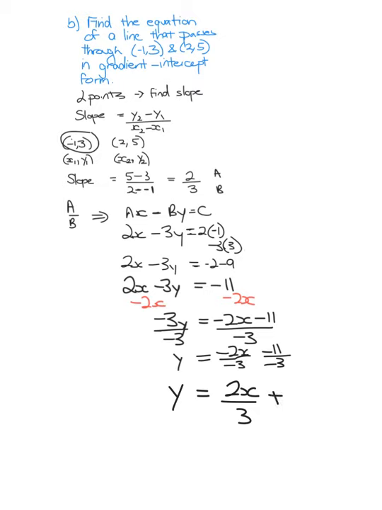and negative divided by a negative is a positive, plus 11 over 3. And so that's the answer. That's how we find an equation in slope-intercept form.